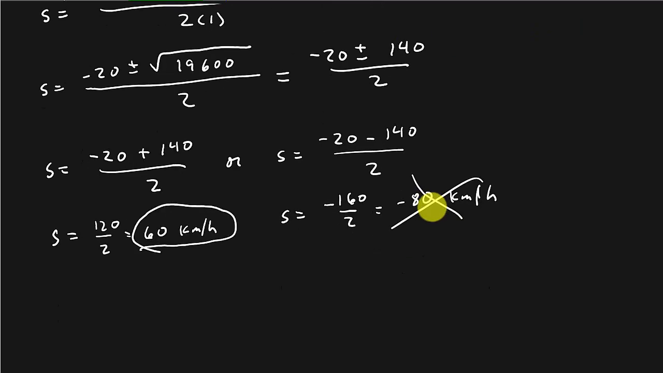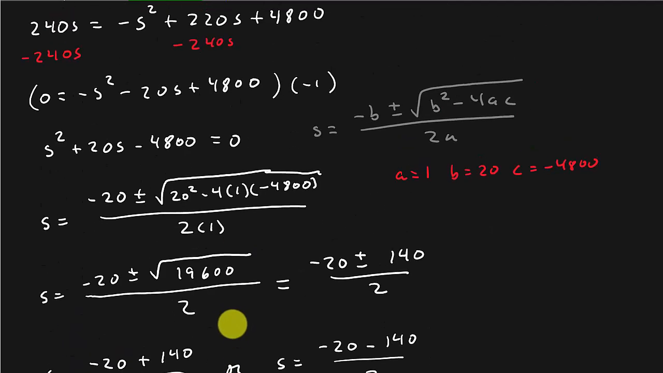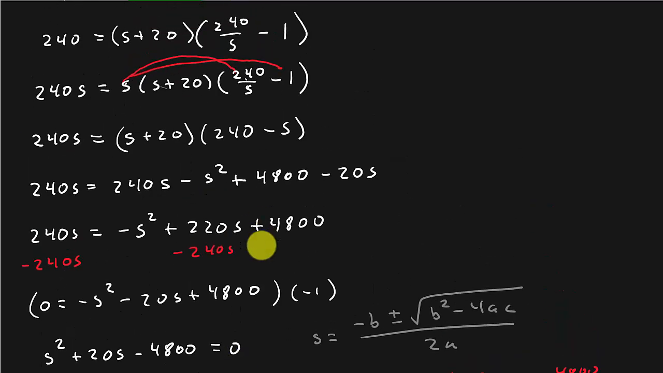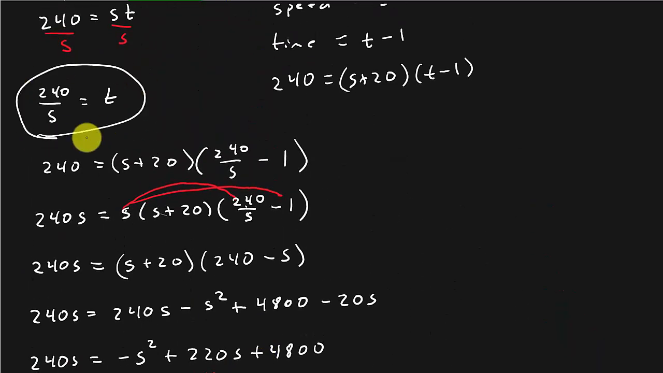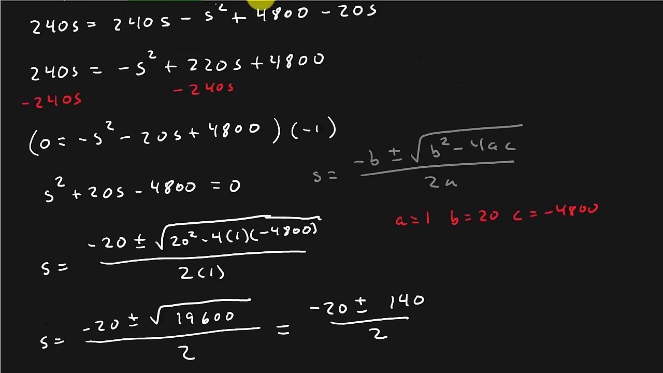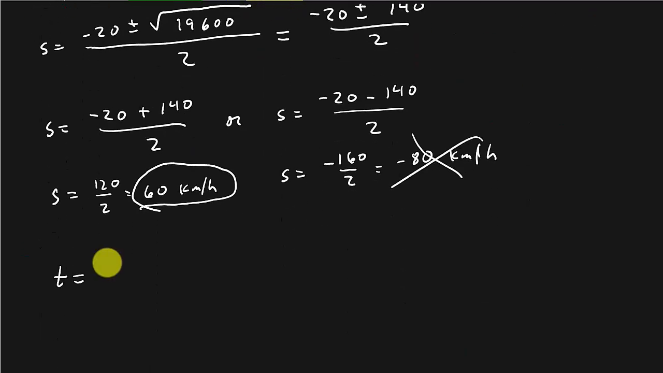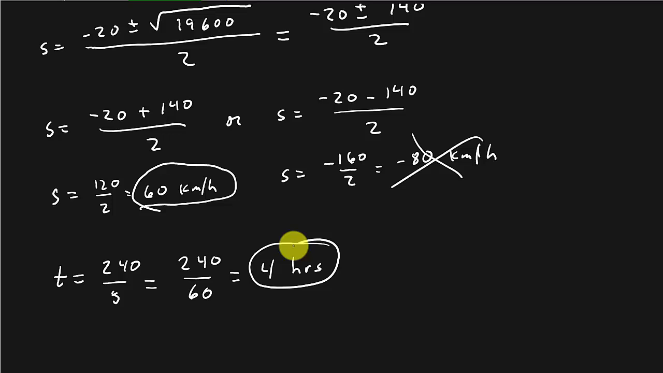And now they also wanted to know the time. So the time, T, notice up here we solved for T. T is 240 over S. So T is 240 over S, which is 240 over 60, which is equal to 4 hours. And so there's your solution.